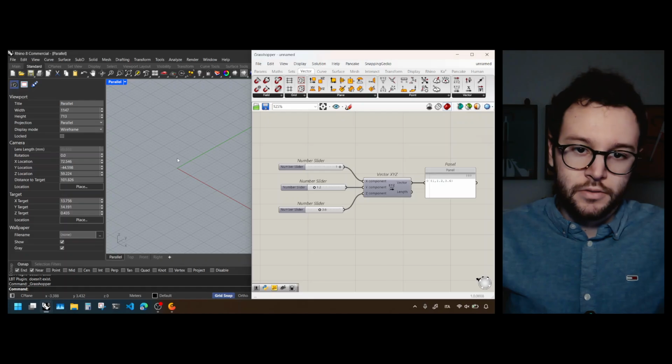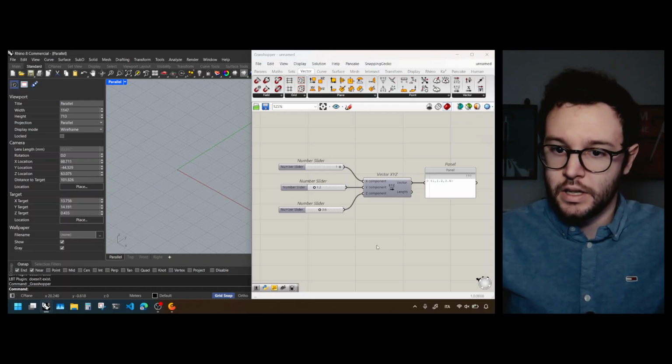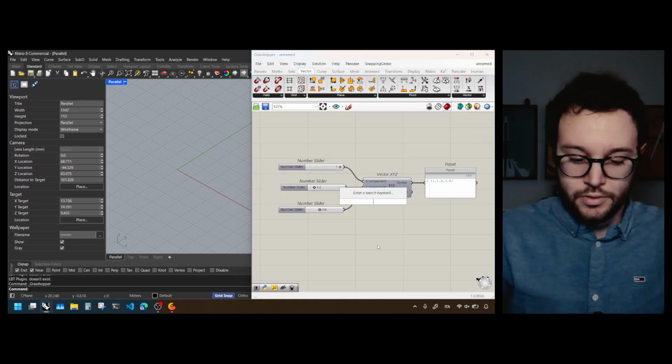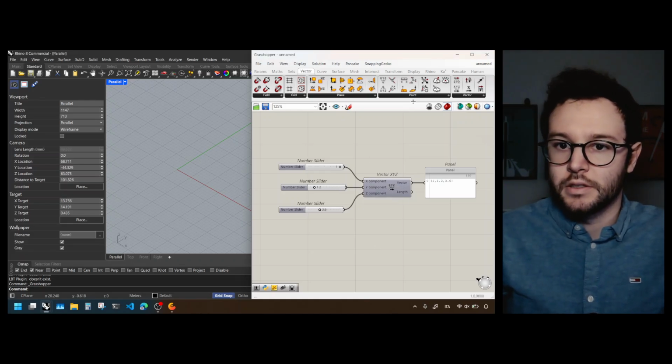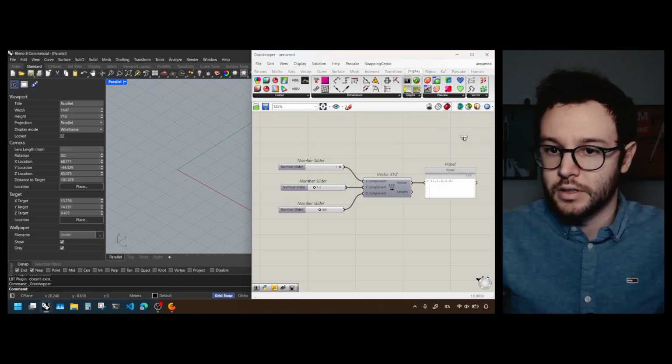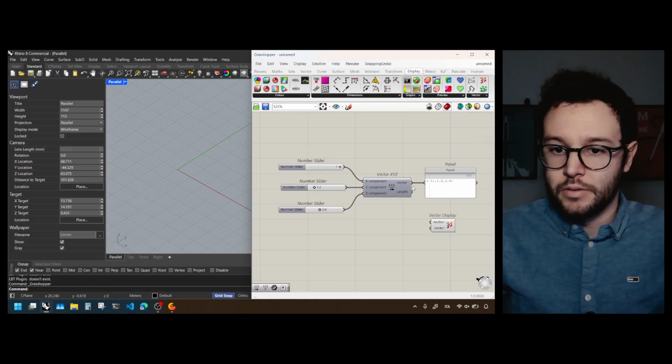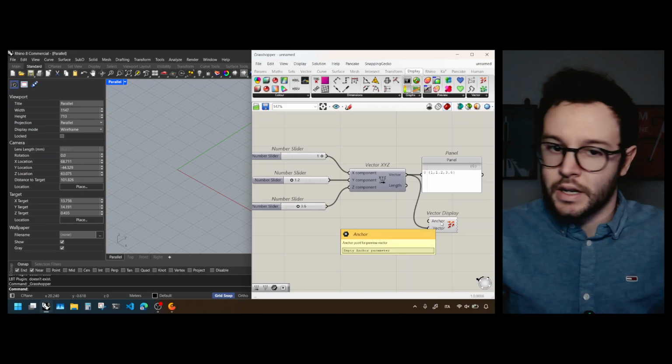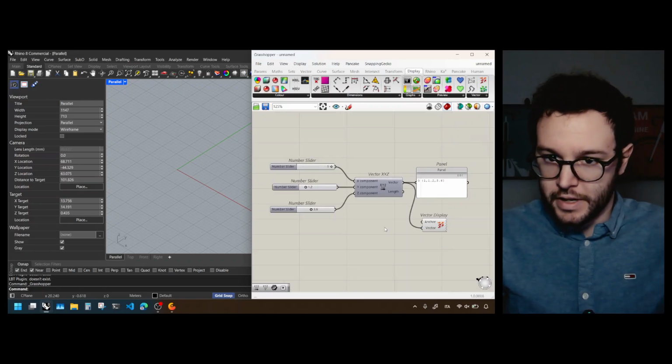All right, we can also visualize a vector in the 3D scene. And to do that, we need to use, under the display menu, well, actually, let's get there. So the display menu, vector, there's this vector display component. And we can take the vector and drop it in the vector input. And then you have to define an anchor. So in our case, it's the origin of the axis.